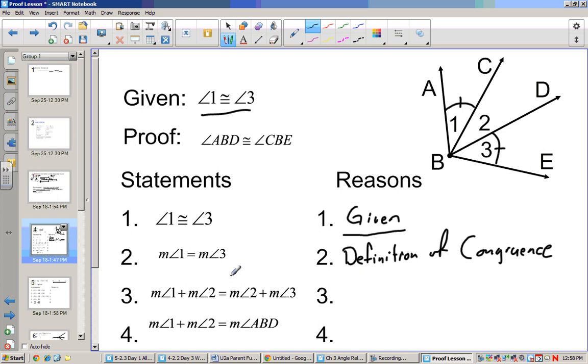And the reason why we can say that is really what we did to both sides of this equation is add the measure of angle 2. So this would just be the addition property.